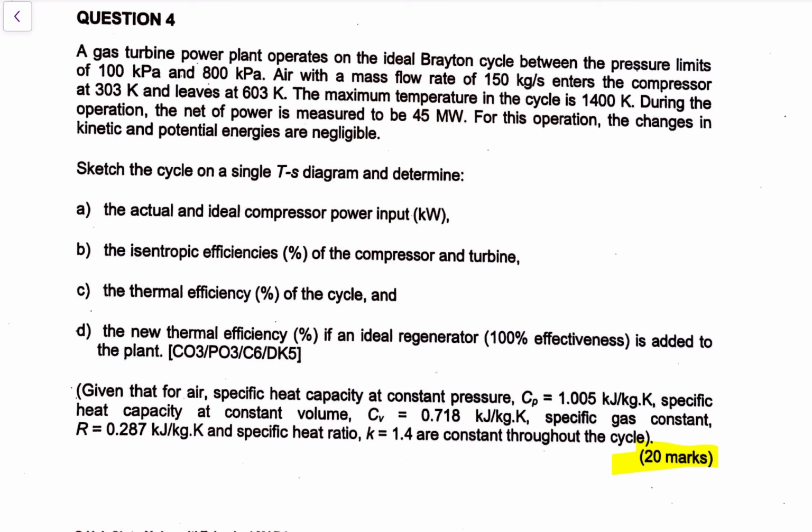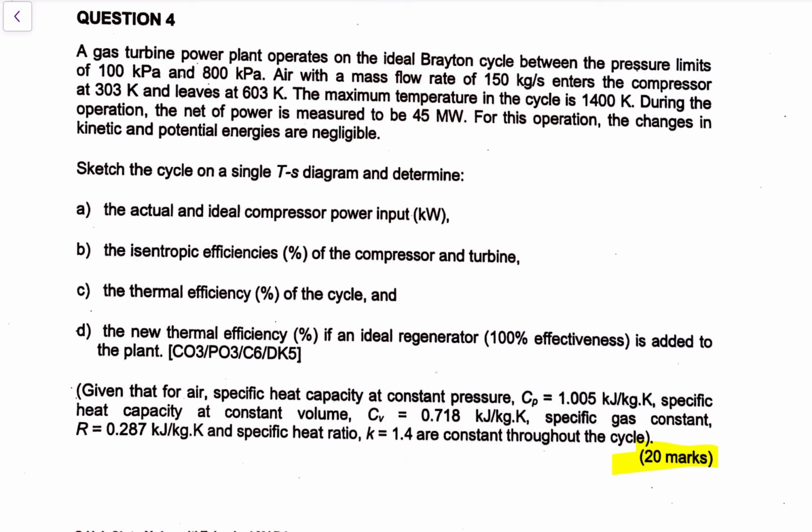During the operation, the net power output is measured to be 45 megawatt. For this operation, the changes in kinetic and potential energies are negligible. They require you to sketch the cycle on a single TS diagram and also to determine all these items. A is the actual and ideal compressor power input in kilowatt. B, the isentropic efficiencies of the compressor and turbine in percentage. C, the thermal efficiency of the cycle in percentage, and also they require you to determine the new thermal efficiency in percentage if an ideal regenerator with 100% effectiveness is added to the plant.